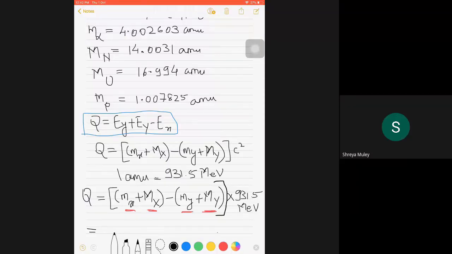See, it is 4.002603 plus 14.0031 minus 16.994 plus 1.007825, which comes out to be 0.003878, into 931.5. So I am getting it as 3.61 MeV. Is that clear?